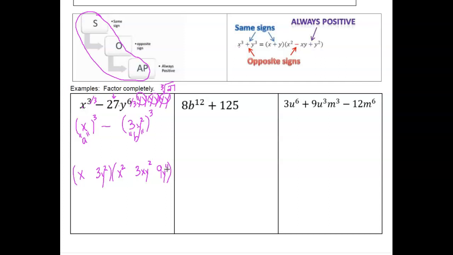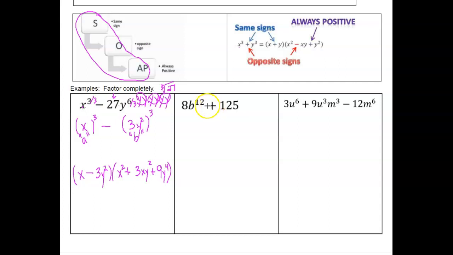Okay? Now I think about the signs. So I think of SOAP. Same, we started with a minus, so the same means I'm going to keep a minus. O is for opposite, and then always positive. Okay, and so this would be done. All right, let's try another one.